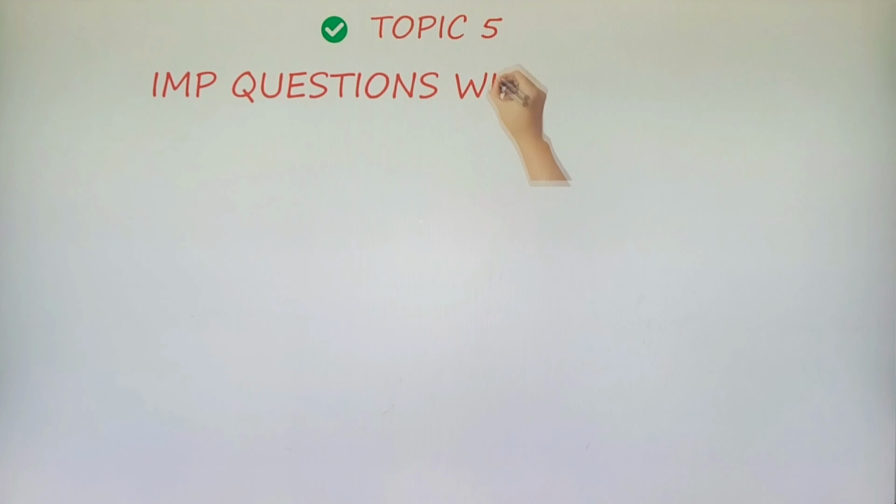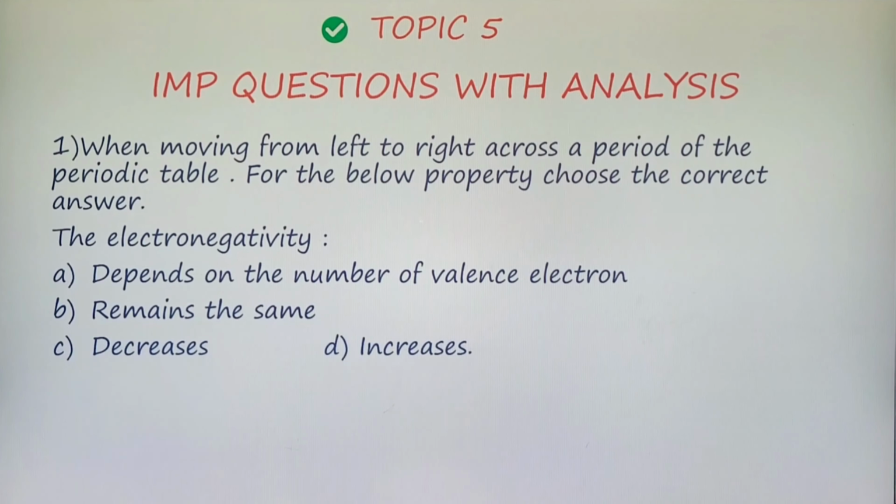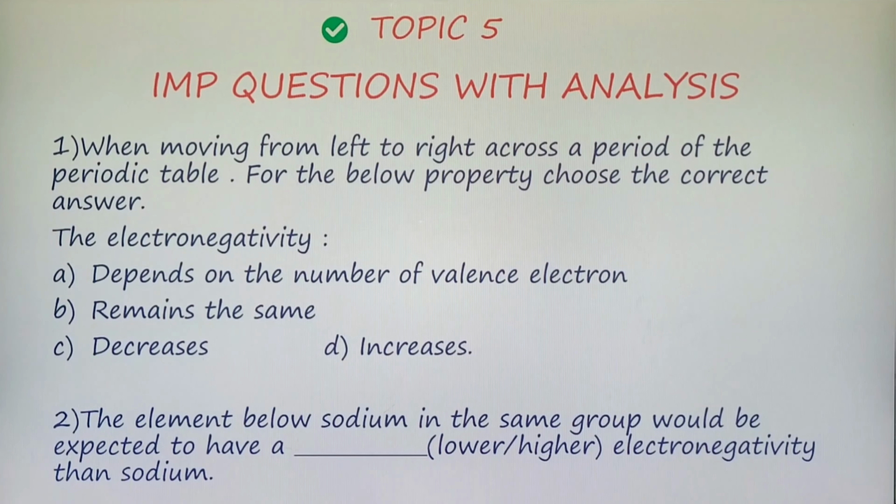Let's now look at some important questions, and you yourself try out, children, if you are able to answer them after watching the video. The first question is, when moving from left to right. When I say left to right, I mean I am moving across a period. For the below property, choose the electronegativity. We know electronegativity from left to right always increases. So left to right in a period, electronegativity or the tendency to attract or pull the electron will increase.